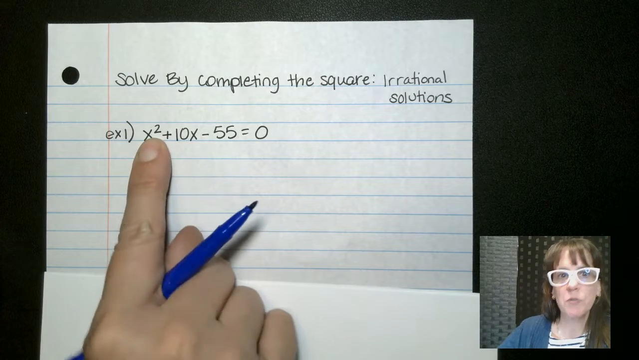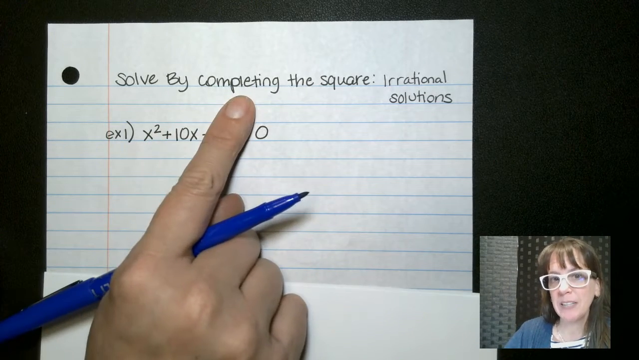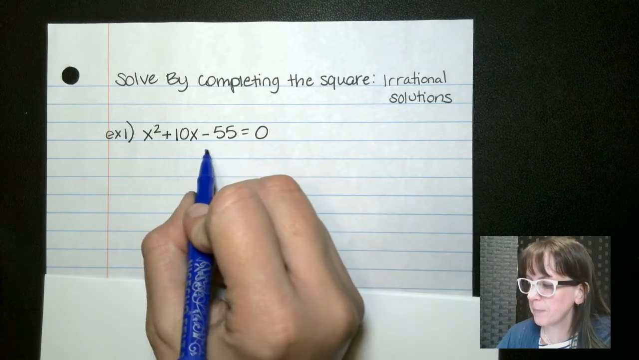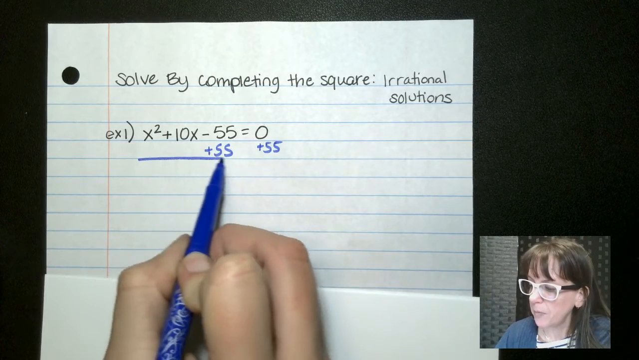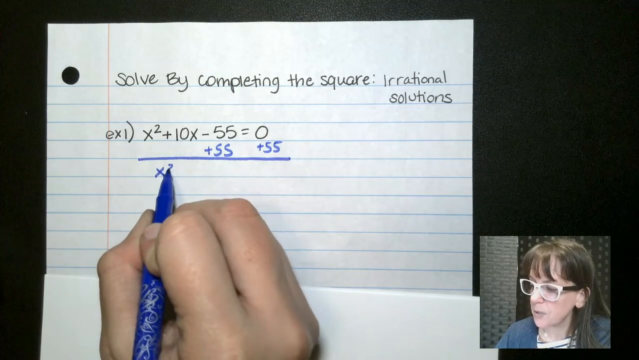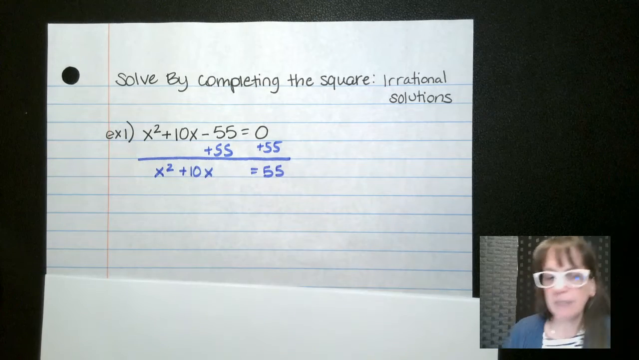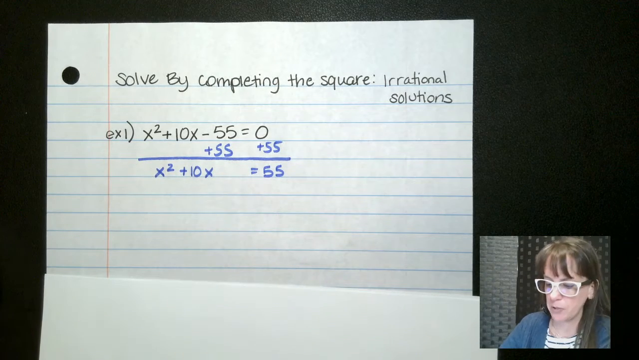Now remember, usually when you see an x squared here, you want to set it equal to 0. But when we're completing the square, we actually want to put all our variables on one side and non-variables on the other. So let's add 55 to both sides. So what we have now is x squared plus 10x equals 55. I've left a big spot there because I want to turn this into a perfect square trinomial.